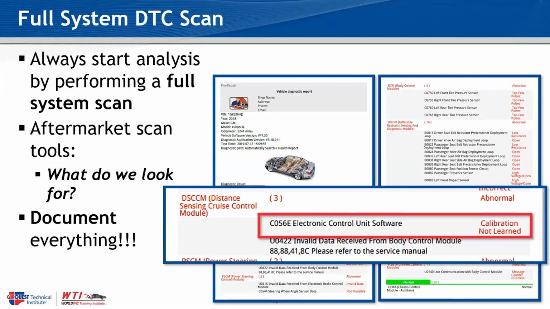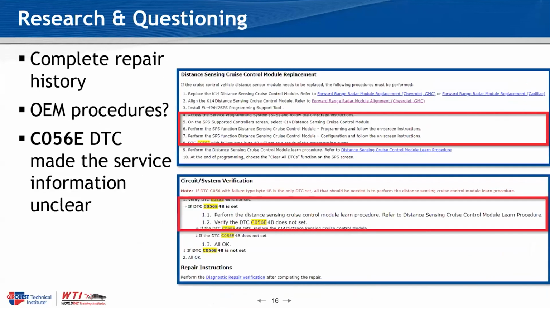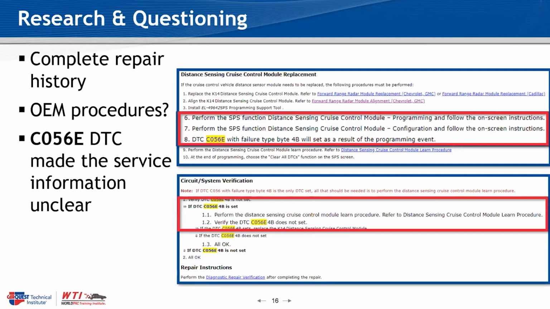So we decided, all right, let's look up the service information and find out what needs to be done. We know for sure it's self-reporting that a calibration is not learned. So at the very least, we're going to have to calibrate this module. Looking at the service information, we jumped right into it and skimmed through the information. And we noticed that step 6 is perform SPS distance sensing cruise control module programming, and then perform the distance sensing cruise control module configuration. And at that time, a C056E with a failure type 4B will set as a result of the programming event. And that's the prompt for the configuration, which is the learn procedure.